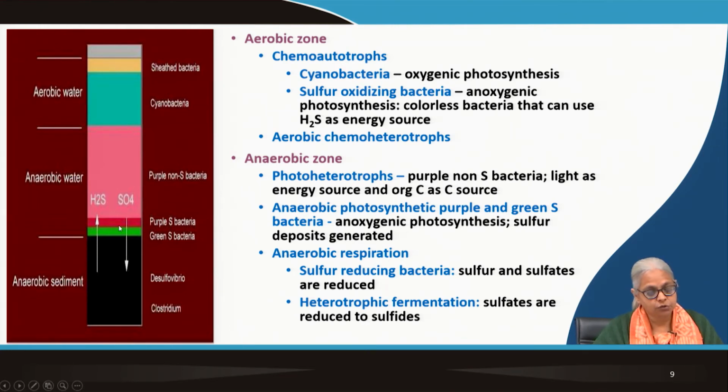Sulfur is deposited over here. Remember, elemental sulfur will precipitate, it will get deposited. This elemental sulfur will be reduced further. You get reduction of elemental sulfur and sulfates by sulfur reducing bacteria, and you get heterotrophic fermentation where sulfates are reduced to sulfides, and these sulfides, because they are in gaseous form, will come upwards in the column.